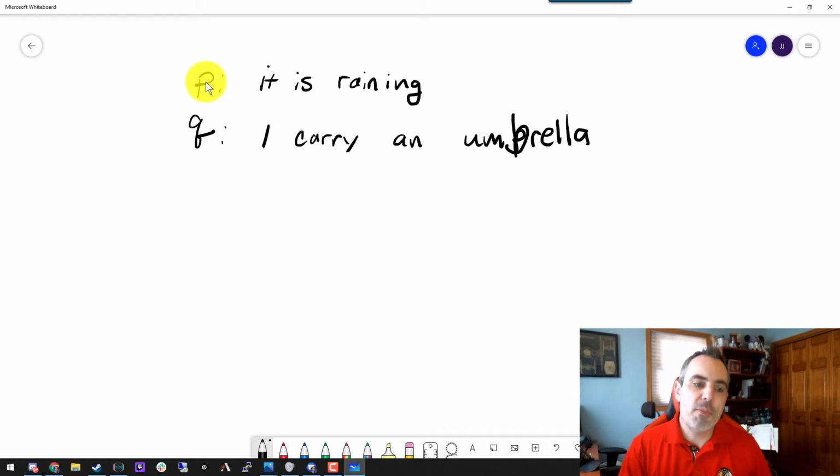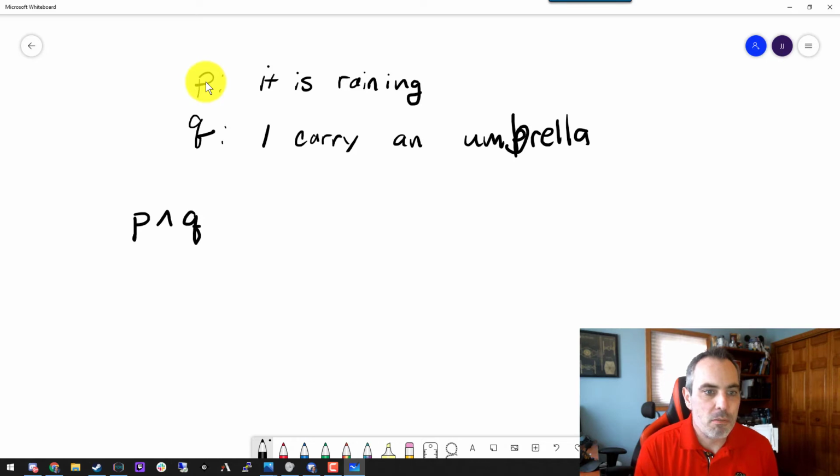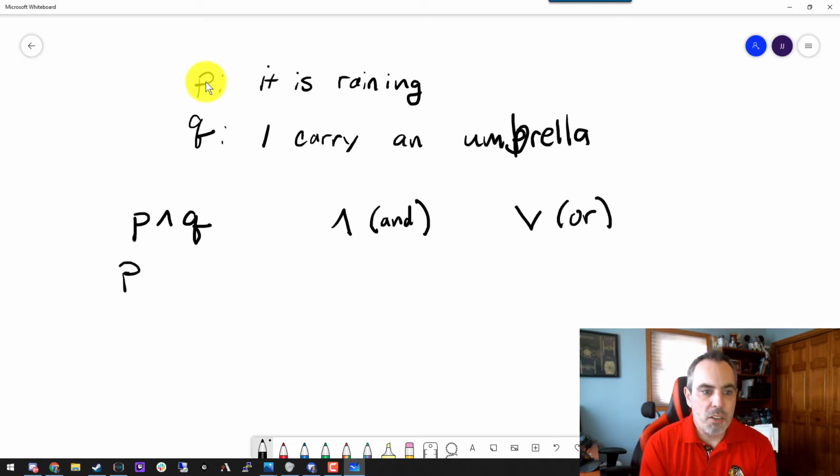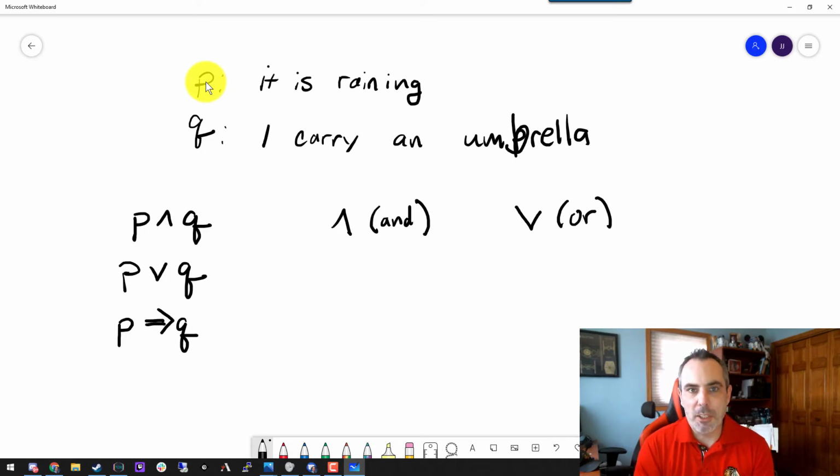When I start to see this in a statement, when I put it together, I might say things like P and Q, right? This is and, meaning it is raining and I'm carrying an umbrella. If I do it this way, it is raining or I am carrying an umbrella. And when we start getting into logical statements like hypothesis, conclusion, we imply. We say, if it is raining, then I am carrying an umbrella, right?